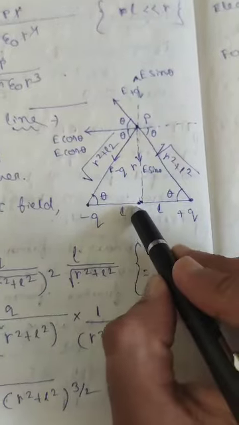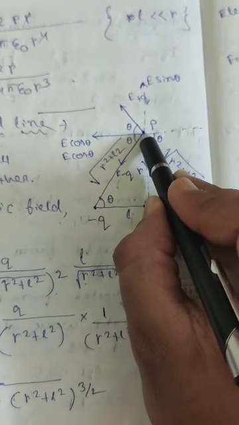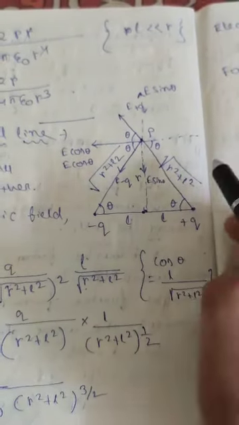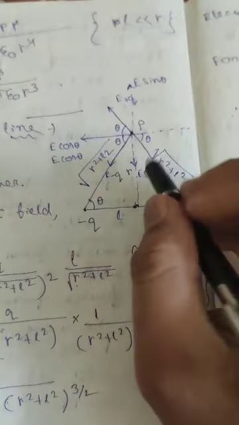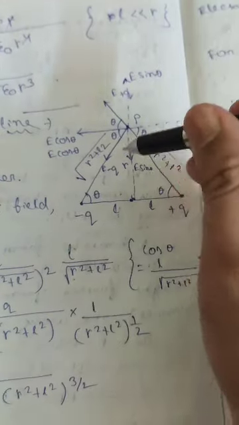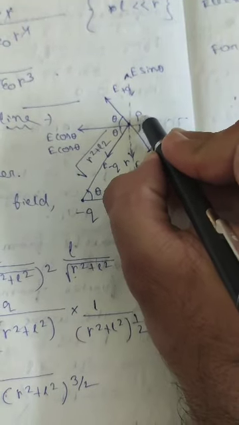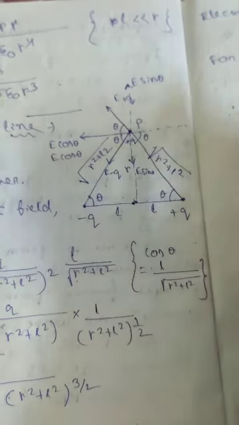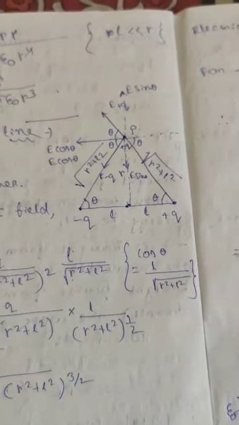Now we have to take a point on the equator. Here I have taken a point P. At this point I have taken a test charge, plus Q. So what will happen?